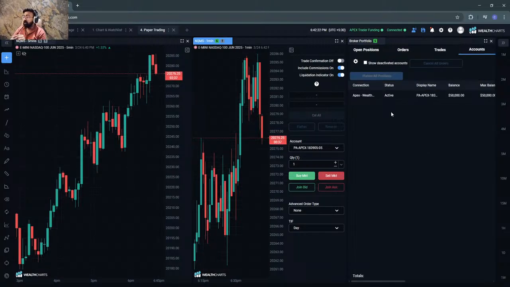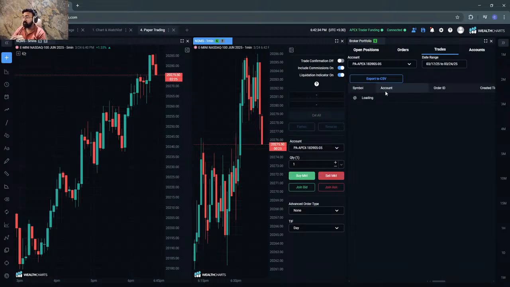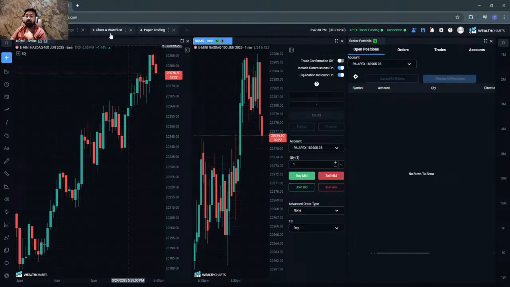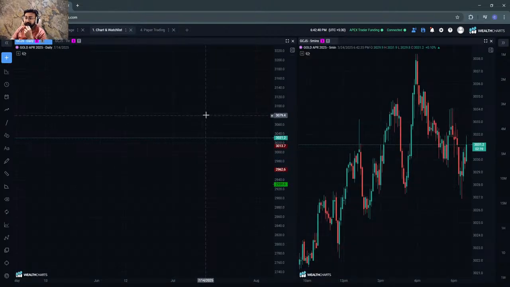If you see the account section, this is Apex PA, this is paid evaluation. So this is the balance that we are starting. तो अभी तक हमने कोई ट्रेड लिया नहीं है. If you see, nothing, right? All right. So ये देख लिया हमने. चार्ट पे चलते हैं वापस.